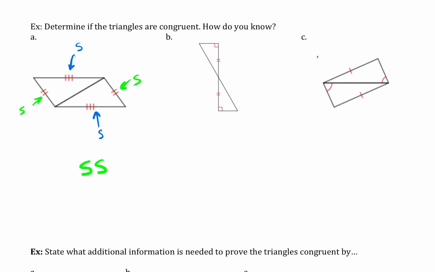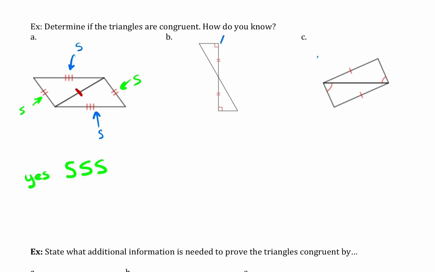But if we look a little closer, we'll realize that this side here is shared between the two, meaning that we actually have side, side, side. And so, yes, we know that those two triangles are congruent, and therefore we know all of the angles are congruent, we know the sides are congruent, and all of that information there. Okay, let's look at the next one.